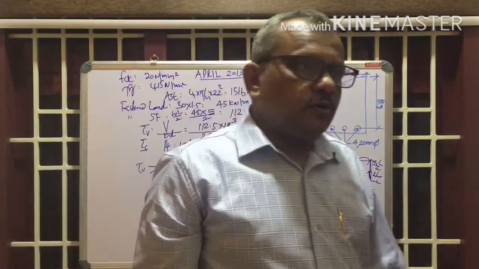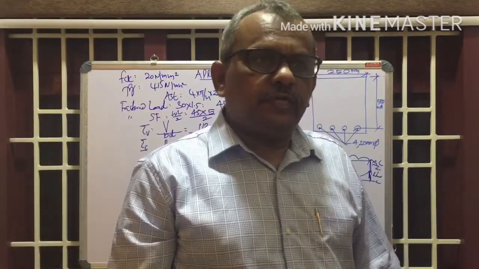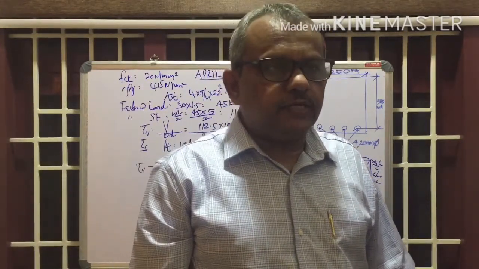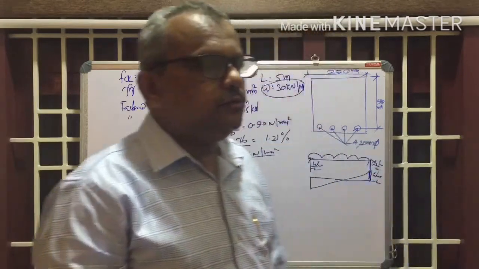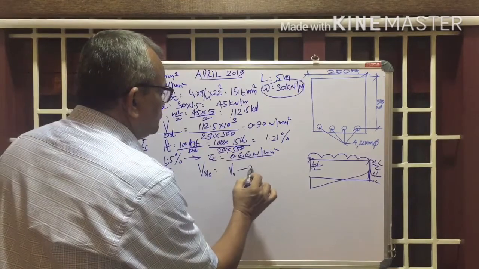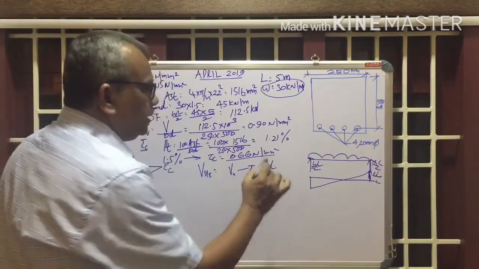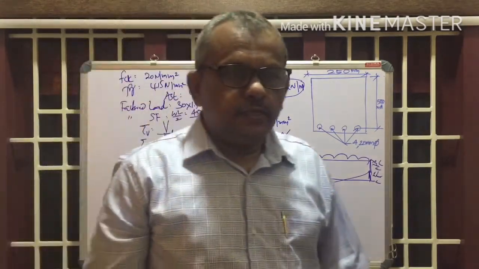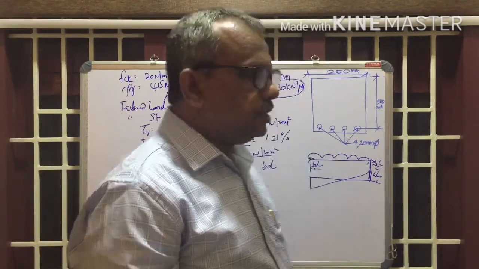All these are there in the code I told you in the last class. Refer to that page and the tables. From that, you'll get the relation also. VUS is equal to VU minus tau C into BD, right? Tau C BD. That is, VU is equal to how much?